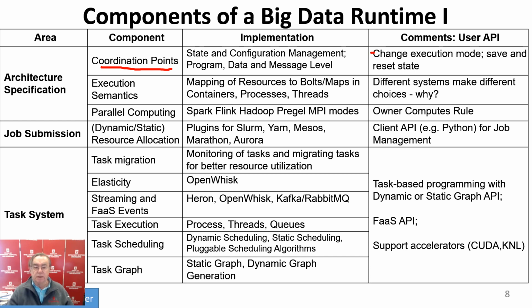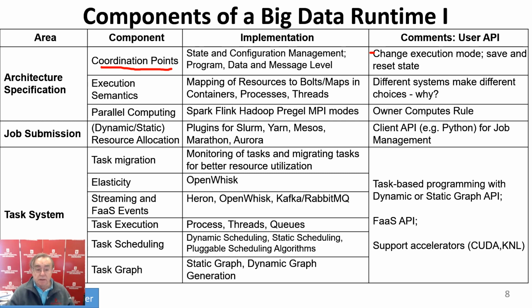That's where you can do backups. Very important. Spark, for example, is well known for its RDD backup system or caching system, and that happens at coordination points. It's not present in, say, MPI or other classic runtimes. You have to actually map whatever resources you have, whatever computers you have, to the maps in Hadoop or the tasks in Spark and the bolts, which are the equivalent of maps in Heron and Storm. And you have to decide whether you're going to use containers, processes, or threads.